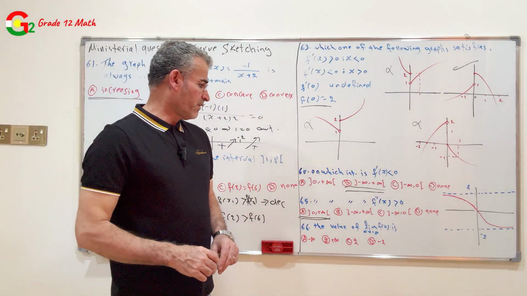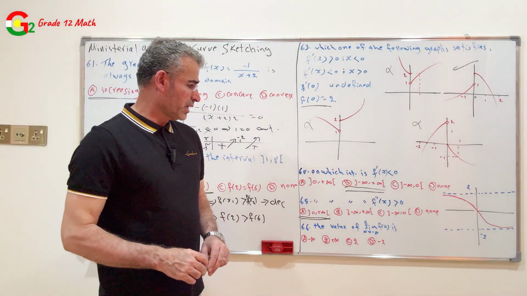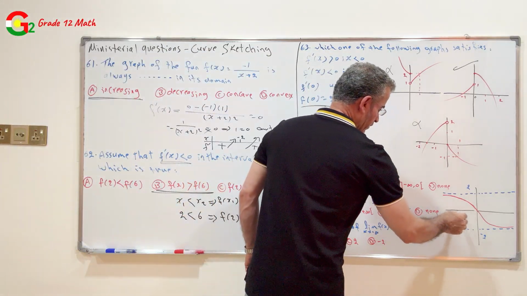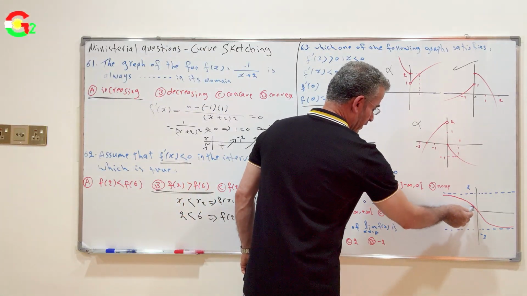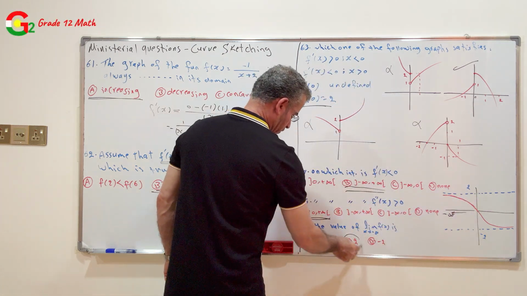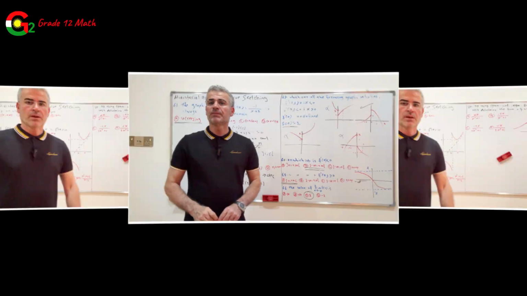66. The value of the limit when x approaches negative infinity of f of x. This is not negative infinity. When x approaches negative infinity, the graph goes to 2. Therefore, the right choice is C.